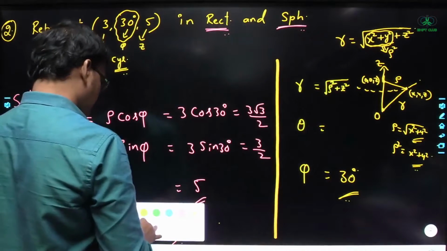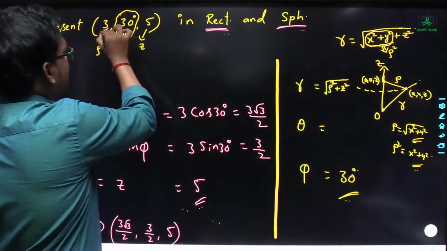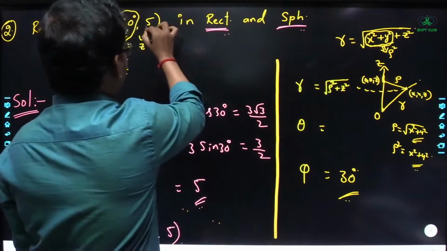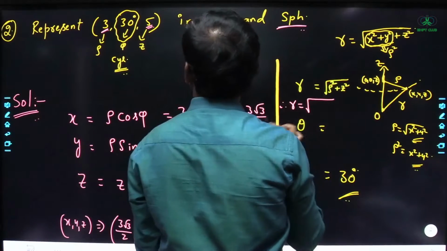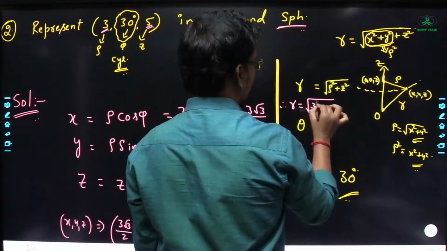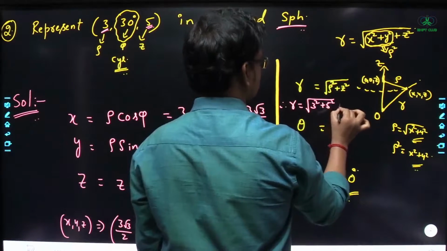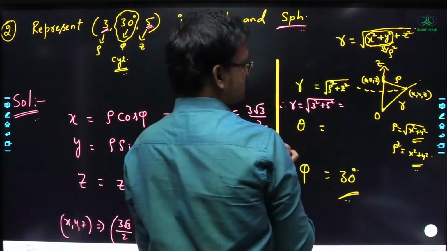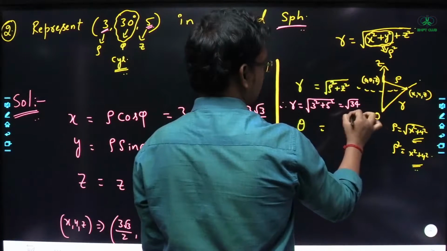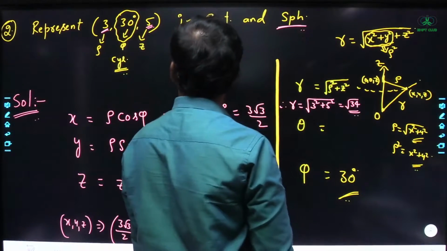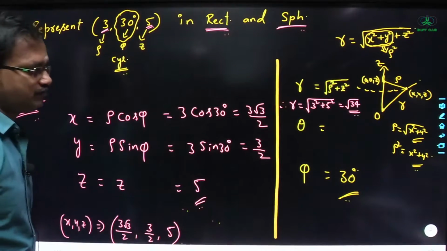Here they have given the rho value as 3, and the z value is 5. So r is equal to the square root of rho square, which is 3 square, plus z square, which is 5 square. That is the square root of 9 plus 25, that is root 34, right?